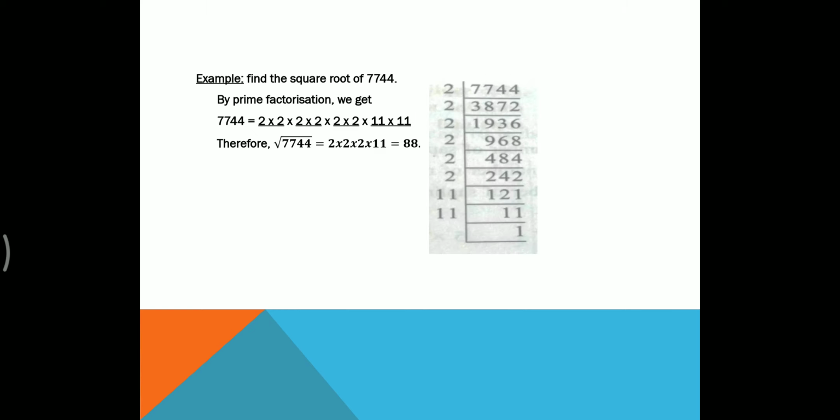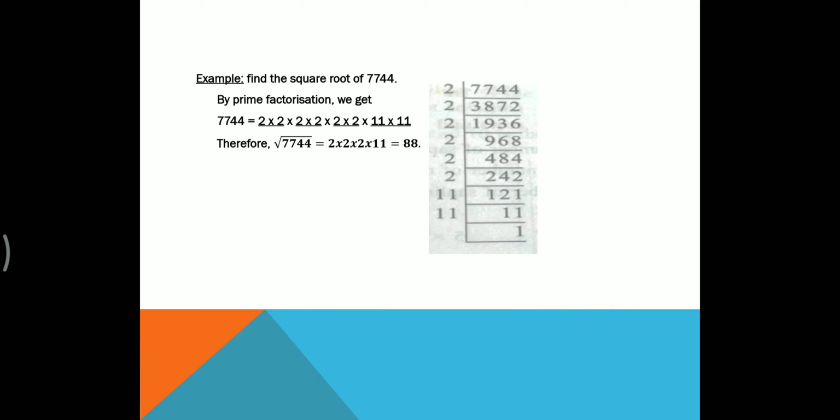As you can see from the example, find the square root of 7744. From this picture it is clear that by prime factorization we get 7744 equal to 2 into 2 into 2 into 2 into 11 into 11. Now we are making pairs of the prime numbers. That is, first pair 2 into 2, second pair 2 into 2, third pair 11 into 11.